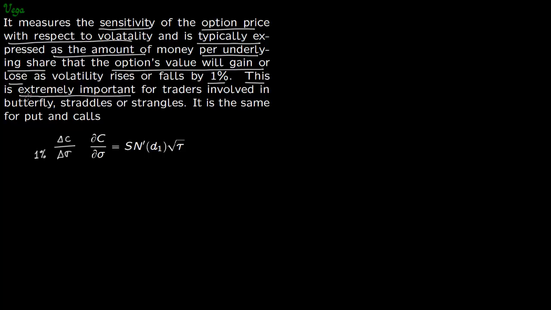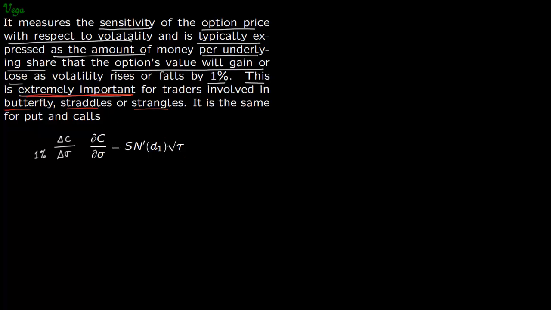In fact, this has to be taken into account by traders who are involved in volatility trades. So volatility trades for call and put options, butterfly, straddles, strangles, condors, etc. all depend upon the volatility of the stock. Now this is the same for puts and calls. So whether you have a put or a call, your Vega is the same.